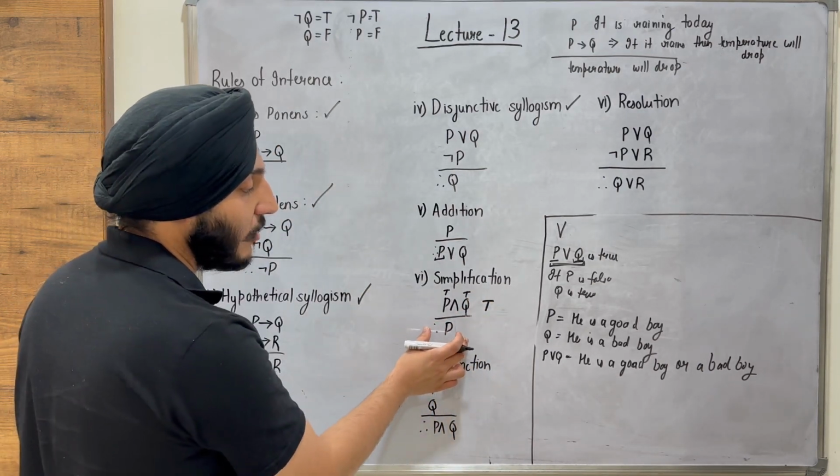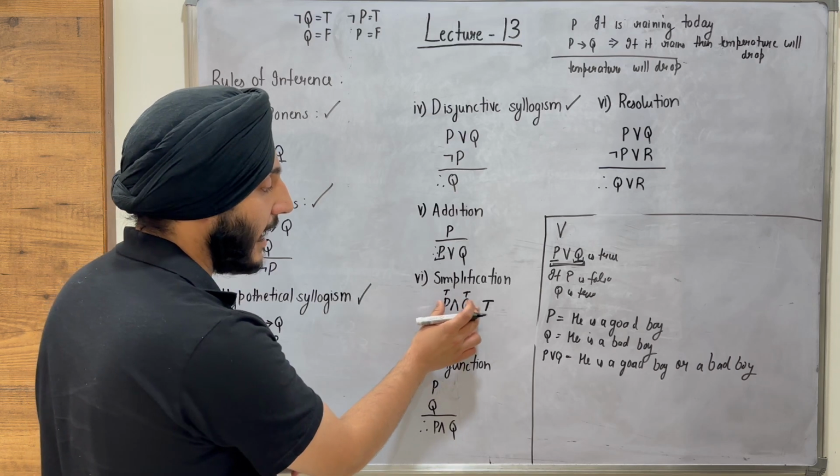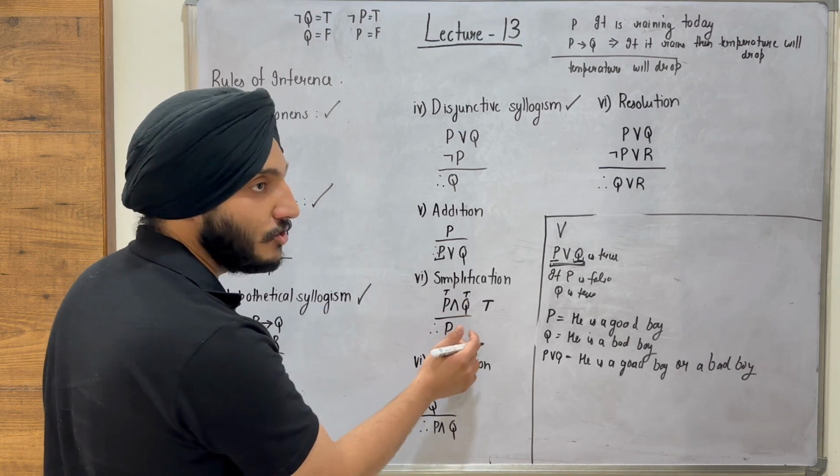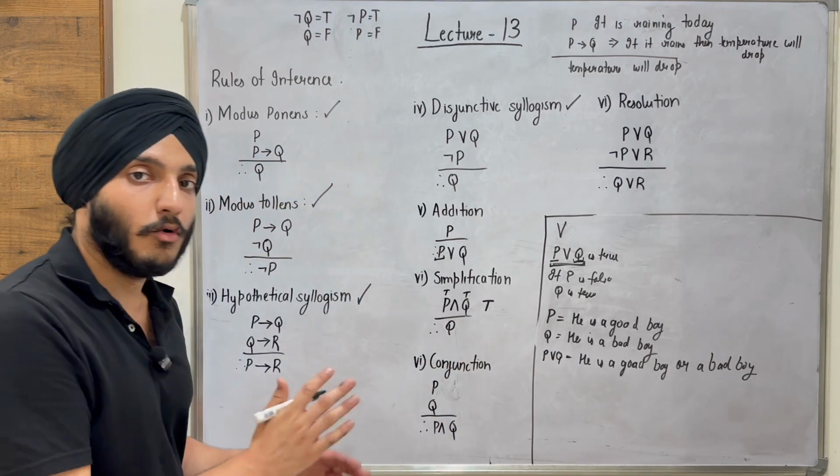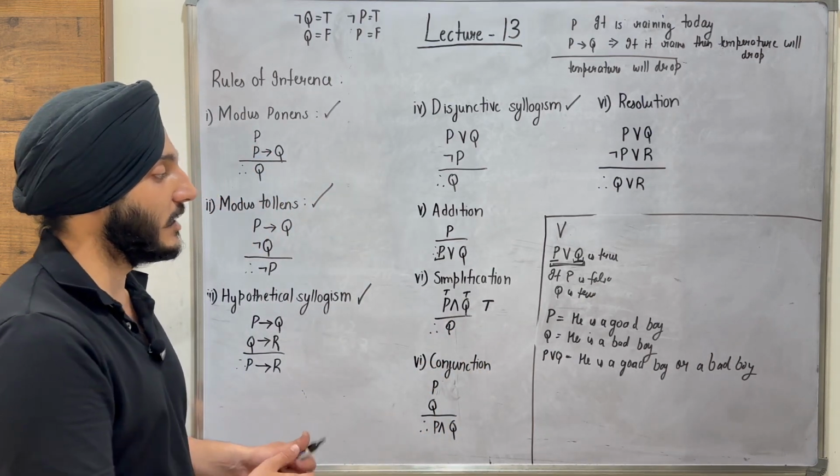So that is exactly the conclusion in this case, right? I'm saying if P and Q is true, then the conclusion is P is true. And the conclusion could also be that Q is true, right? So both are possible conclusions in the simplification case.